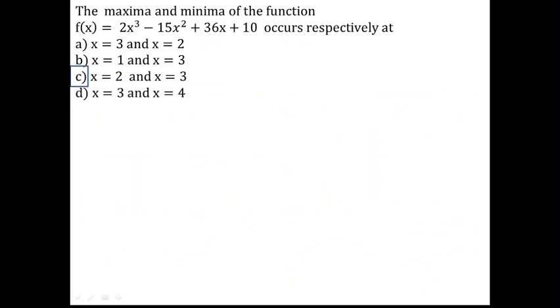Now let's have one more question on maxima and minima. As we know, the working rule to find the maxima and minima for a function of one variable is to first find the first derivative. Differentiating this, we get 6x square minus 30x plus 36.